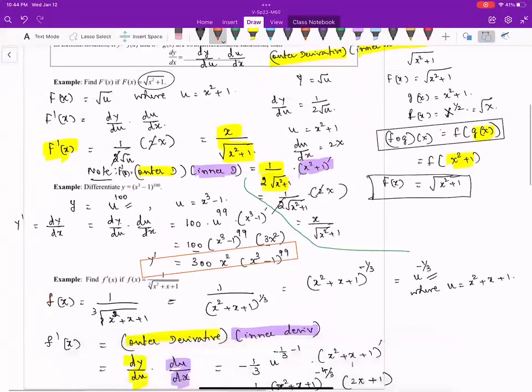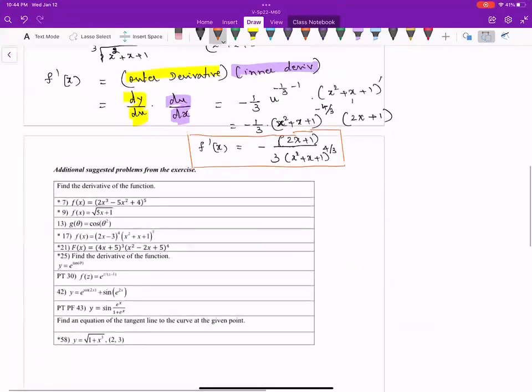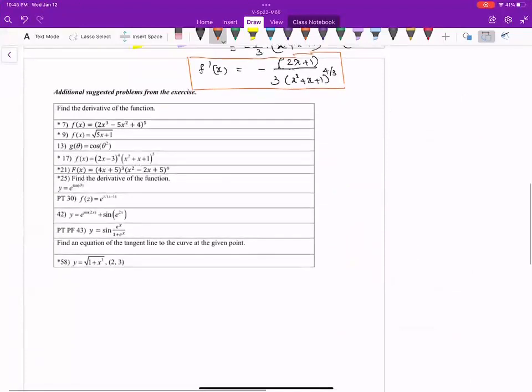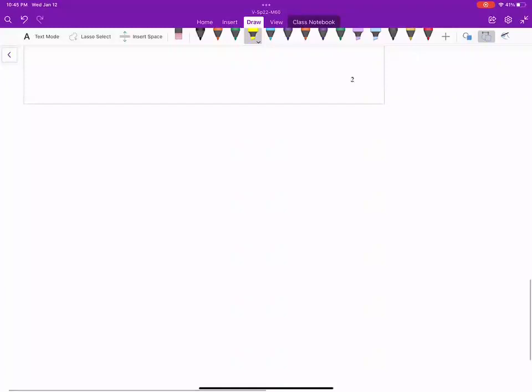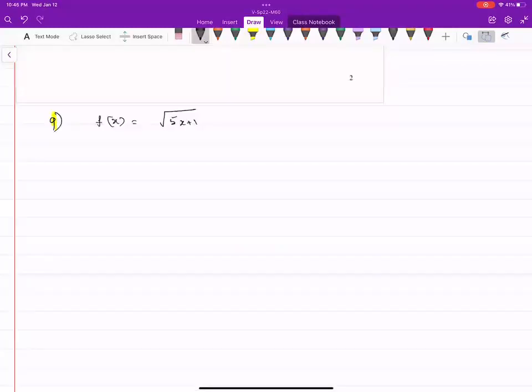So let's try some problems based on chain rule. Let's take problem number 21. Okay, let's do number 9 first and then we'll do 21. Number 9 first. Find the derivative of f of x equal to square root of 5x plus 1.